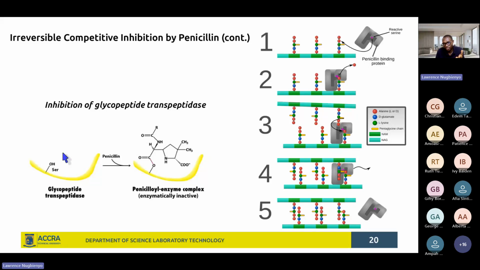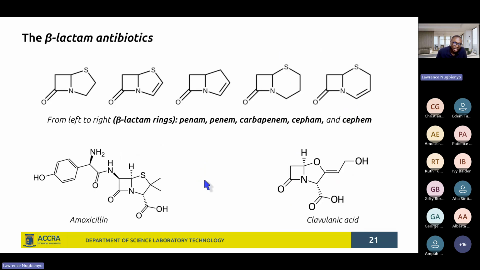So that's a summary of what is happening: penicillin binds to the enzyme and then it just makes it inactive. And that ring which you saw is what is referred to as the beta-lactam ring. So you hear a lot about this.